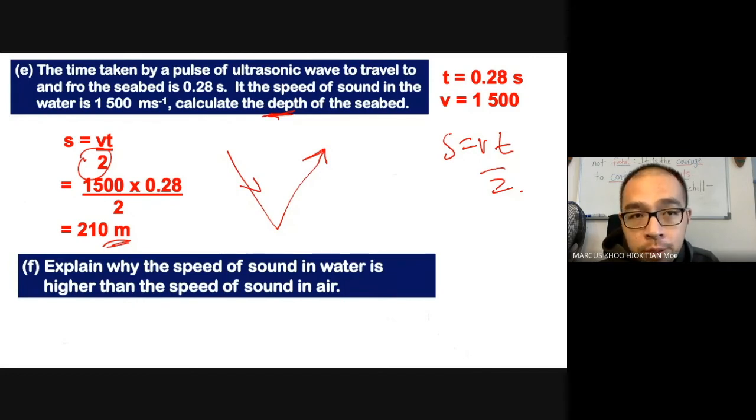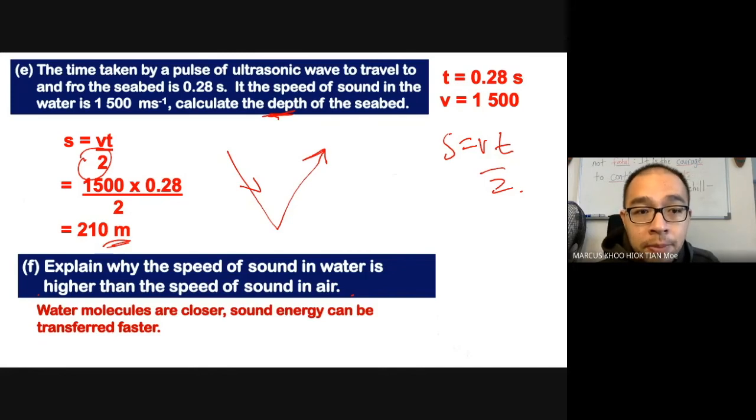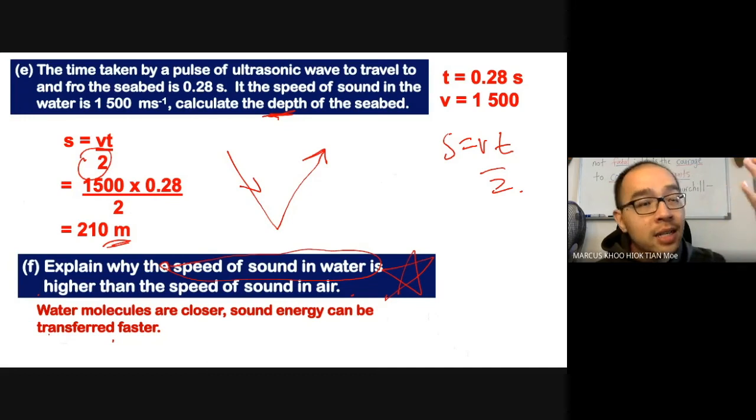Now, explain why the speed of sound in water is higher than the speed of sound in the air. Because water molecules are closer and sound energy can be transferred faster. And this is true. We don't think about this because we always think that when we shout inside the water, we cannot hear the person, which is true. But that doesn't mean that the sound speed is slower. This is something that a lot of people cannot seem to get past, because they think that if you can hear the sound, it means the sound is faster.